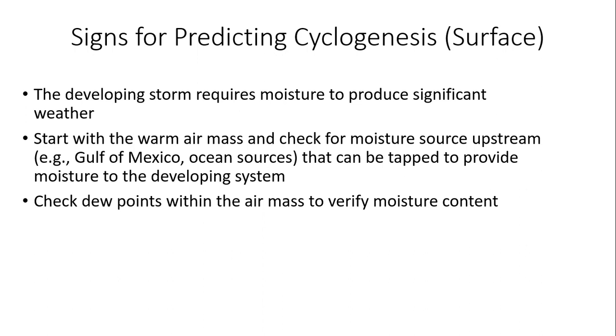If you have a very dry air mass and a lack of moisture, that's going to be a limiting factor for cyclogenesis. So you want to start with the warm air mass and check for a moisture source upstream, for example the Gulf of Mexico or ocean surfaces that can be tapped into to provide moisture, fuel to the developing storm system. You also want to look at surface dew points within the air mass to verify the moisture content.